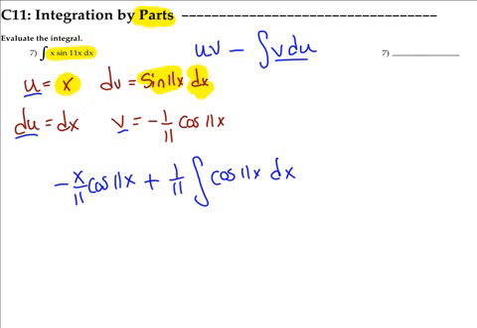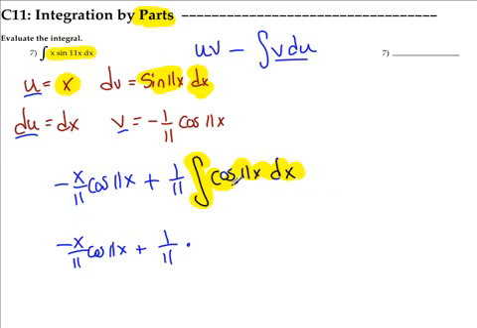So what I have here now is a simpler integral than what I started with. That's a good thing when we're integrating by parts. We like to see that happen. I just got to go ahead and finish this integral. So I'm going to keep the negative x over 11 cosine 11x plus 1/11 times whatever this integral would be.